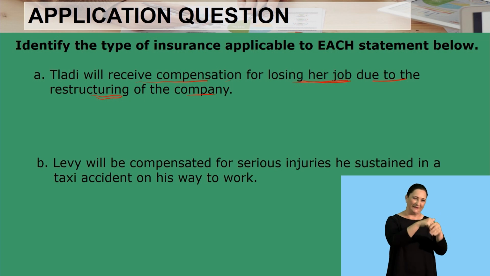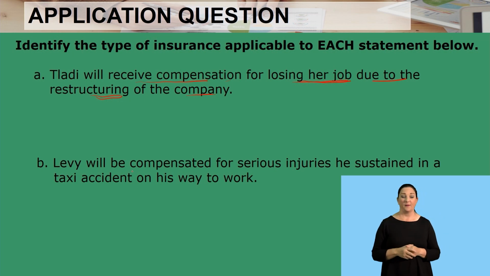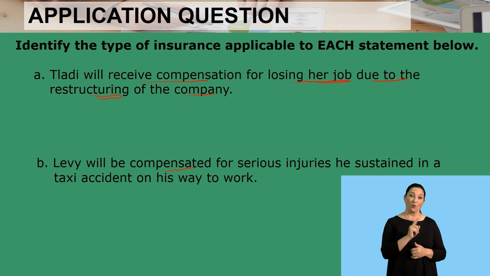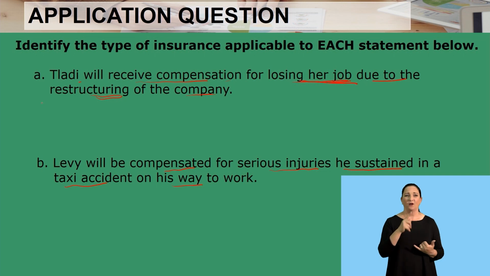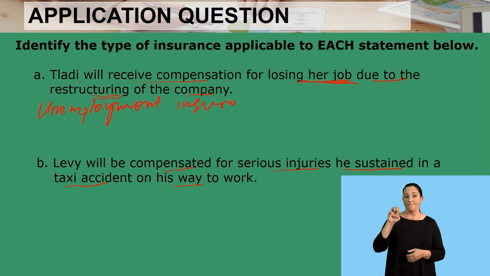So which compulsory insurance is that one? We also have Levy. Levy will be compensated for serious injuries he sustained in a taxi accident on his way to work. Now, let's identify the 2 compulsory insurance that are applicable there. The idea of losing a job makes Tladi unemployed. So the answer there is supposed to be unemployment. Unemployment insurance fund.